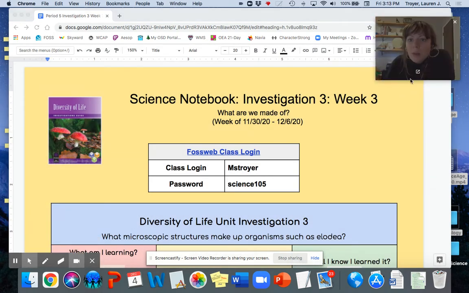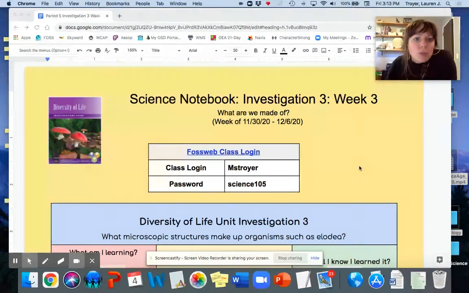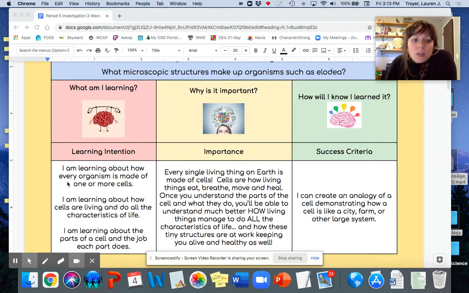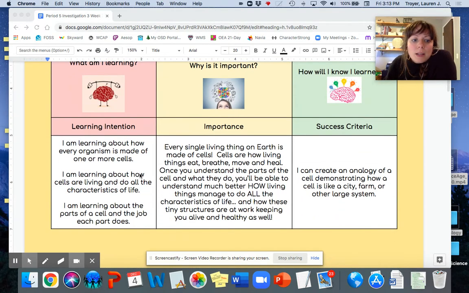Hey everybody, I'm going to go over the notebook for investigation 3, week 3. What are we made of? So this is all about animal cells or human cells. We're still learning about how every organism is made of one or more cells. We're learning about how cells are living and do all the characteristics of life. And we're learning about the parts of a cell and the job each part does.